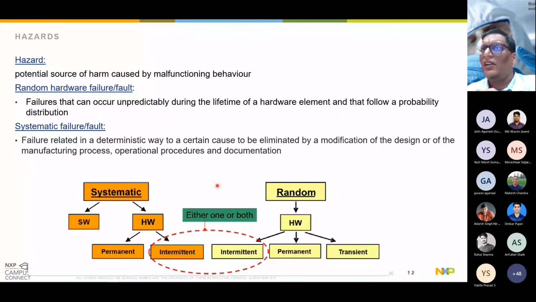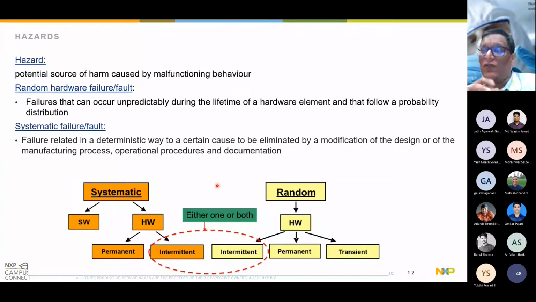The systematic failure is a different kind of failure. Systematic failure is where you have introduced a certain bug or you have not followed a certain process, due to which the part that goes into the market is no longer reliable or no longer working properly. And if there is a systematic failure in the process, then it's going to impact all the different parts that are there in the market. So systematic failure is often much more severe than the random hardware failures, but in general, the standard recommends to address both of them.